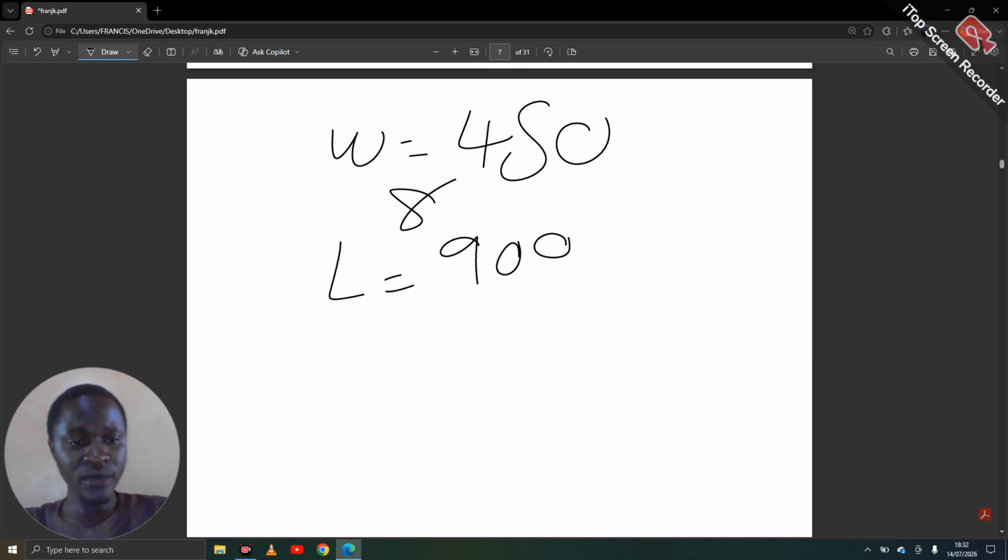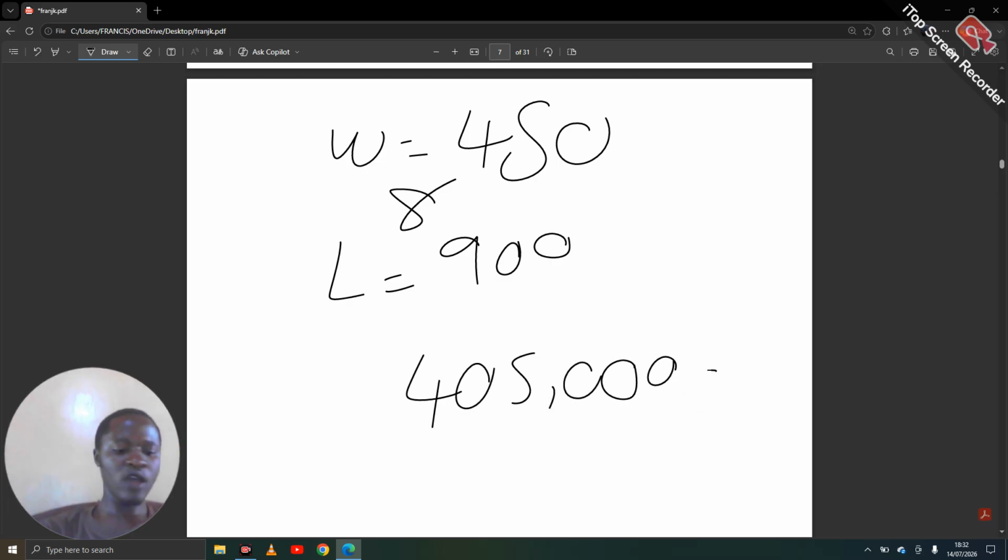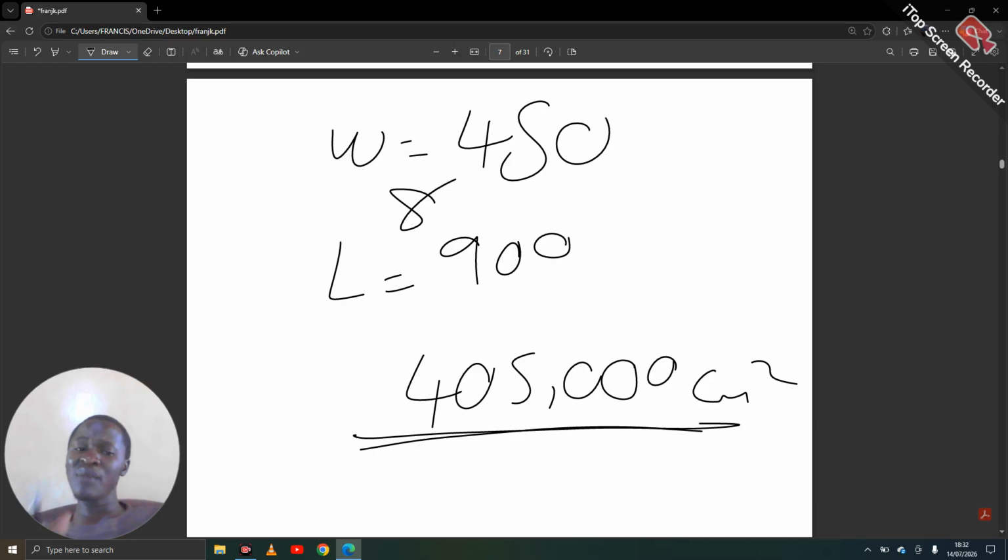Now remember, 900 times 450, our answer will be 405,000 square centimeter. This is the maximum area possible. But remember, not in all cases should you provide the area, because some questions will only want you to get the width and the length, and that is it. So not all questions will require both the dimension and the maximum area. So be aware of that one.